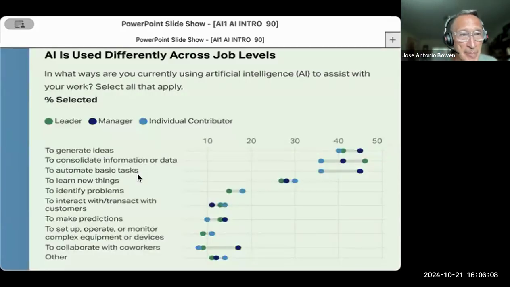Here's other data. This is about the way that AI is, this came out from Gallup a couple of weeks ago, how people are using AI in the workplace and who, is it the leader, the manager, individual contributors? And you'll see that consolidating information, automating basic tasks, identifying problems, right?